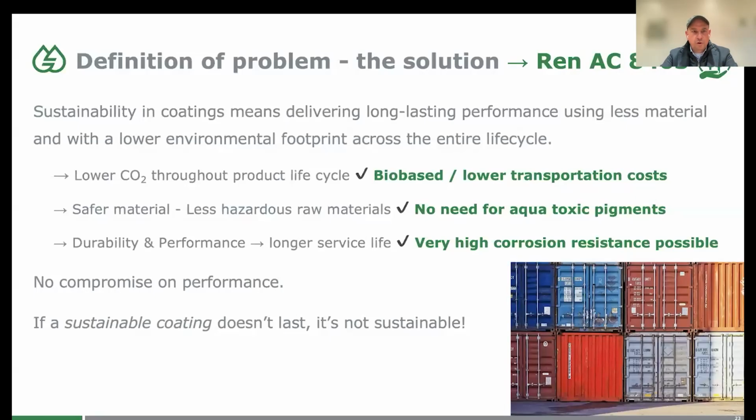We have a safer material with less hazardous chemicals. So we do something for the water that we all want to drink because we don't need to use aquatoxic pigments. But we still have extremely high durability and performance, so a longer service life because of the very high corrosion resistance combined with extremely good weathering resistance. So we don't need to make any compromises on performance, although we use less material. And that brings us back to what Jason said at the beginning: if a sustainable coating doesn't last, it's not sustainable. And this one clearly is sustainable.